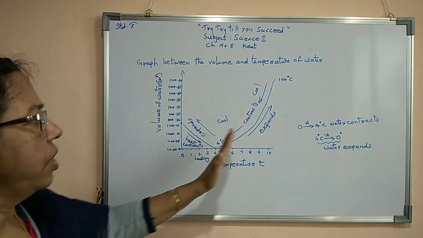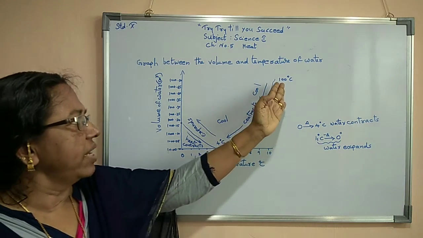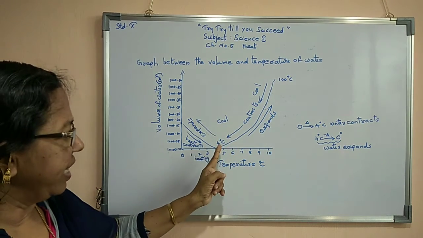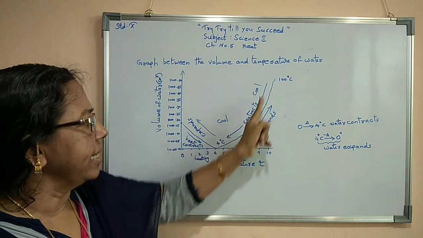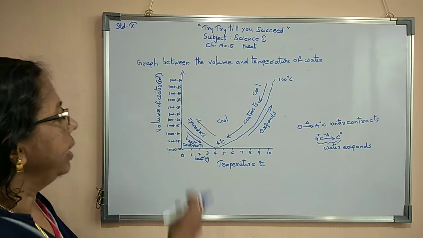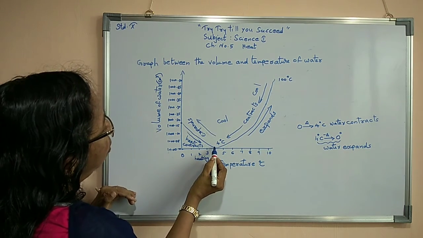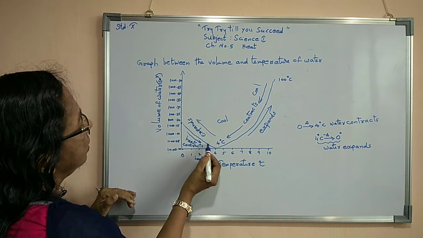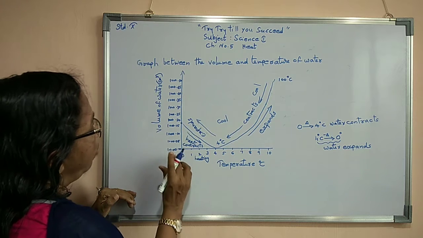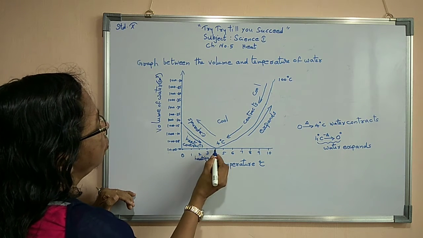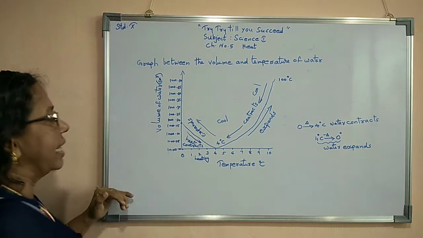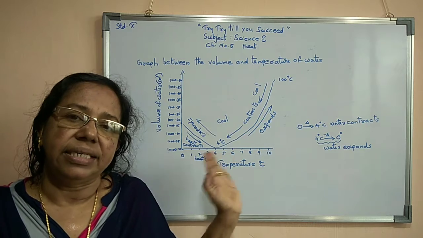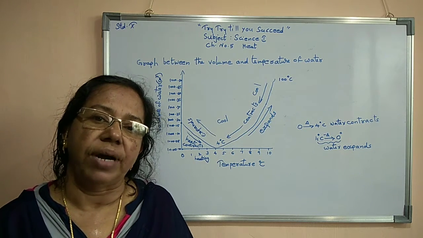So this is the property of water. When we cool water from 100 to 4 degrees Celsius, water contracts. When we heat water from 4 to 100 degrees Celsius, water expands. Now when we cool water from 4 to 0 degrees Celsius, water expands. When we heat water from 0 to 4 degrees Celsius, water contracts. The expansion is not happening. So we can say that this is the anomalous property of water.